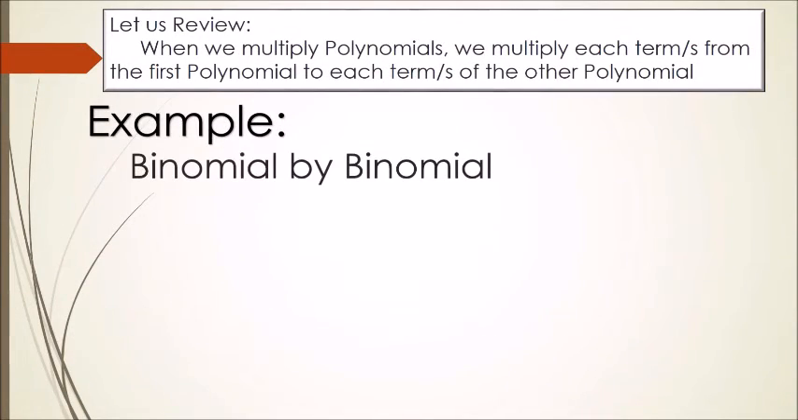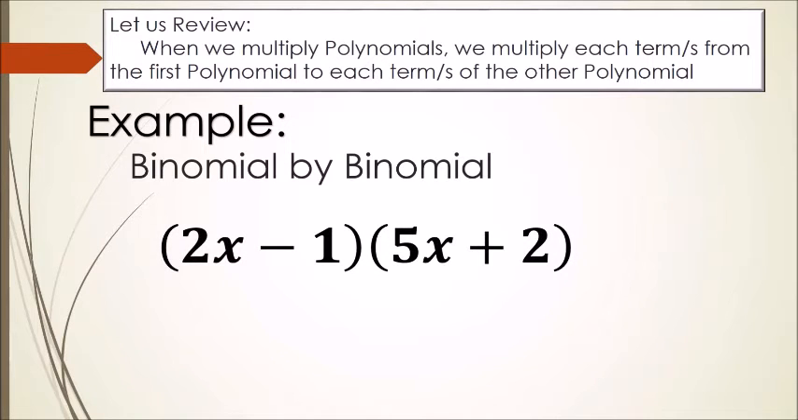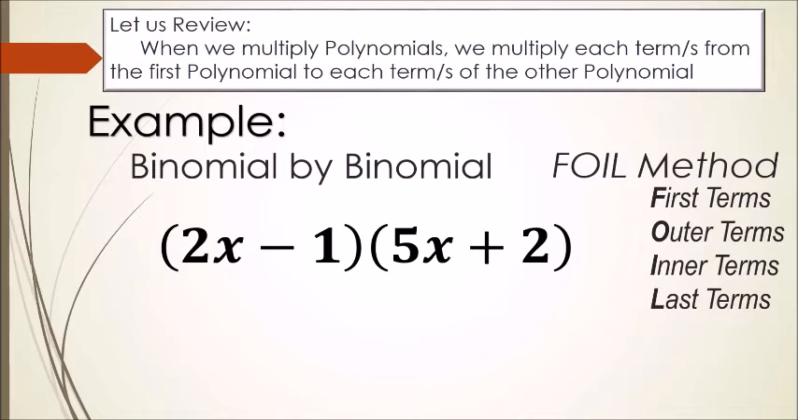Halimbawa, pag magmumultiply tayo ng binomial sa isa pang binomial, ito yung halimbawa natin. We multiply the binomial 2x minus 1 and the binomial 5x plus 2. And as we all know, kapag nagmumultiply tayo ng binomial by another binomial, madali sa ating gawin o i-follow yung procedure o yung method na tinatawag na FOIL method. Ano ba itong FOIL method ulit? Ito yung unahin natin yung mga first terms, after that, the outer terms, then the inner terms, and the last terms. So dito, pinag-multiply natin yung mga yun.